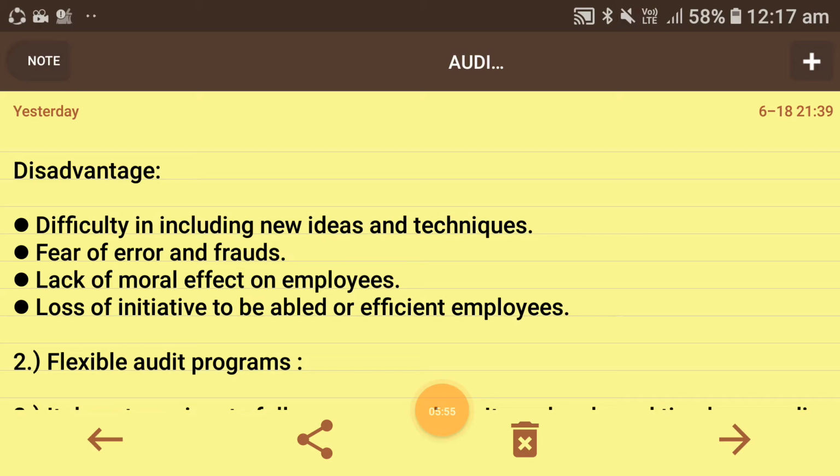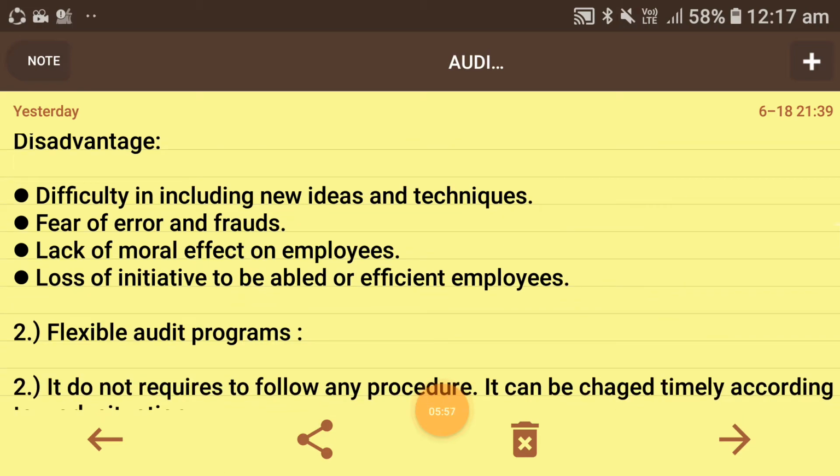Next is loss of initiative in able or efficient employees. If an efficient employee is going to do audit work, he is not supposed to include his or her talent in that particular audit, because it is fixed and he only has to follow the guidelines.